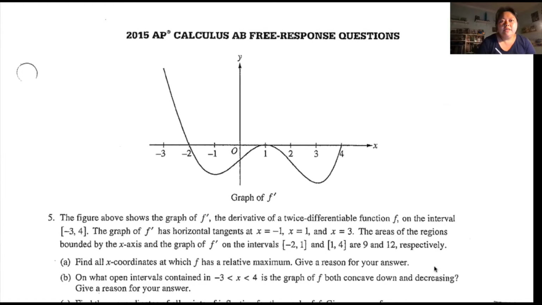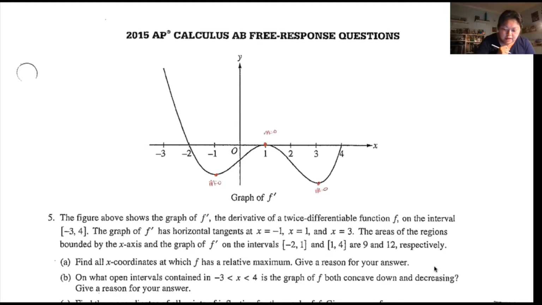Okay, this is 2015 FRQ number 5. It says the figure above shows the graph of f prime, the derivative of a twice differentiable function f on the interval between -3 and 4. The graph of f prime has horizontal tangents at x equals -1, x equals 0, and x equals 3. What that tells you is that the slope is 0 here, the slope is 0 here, and the slope is 0 here. That's the whole point of telling you that it has a horizontal tangent. All right, so m equals 0, m equals 0, m equals 0.